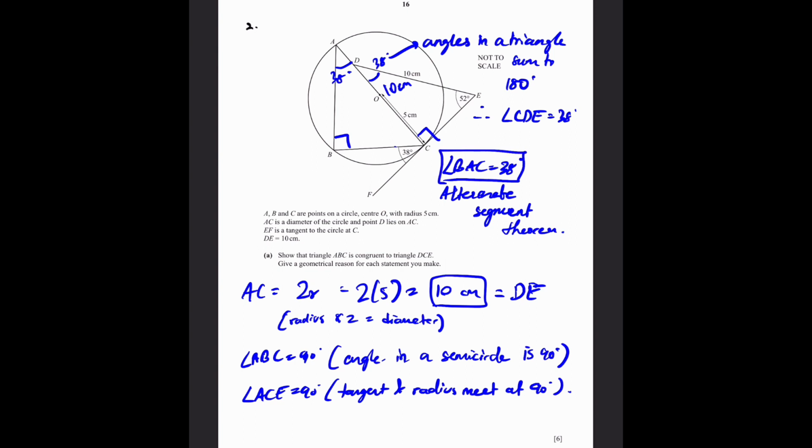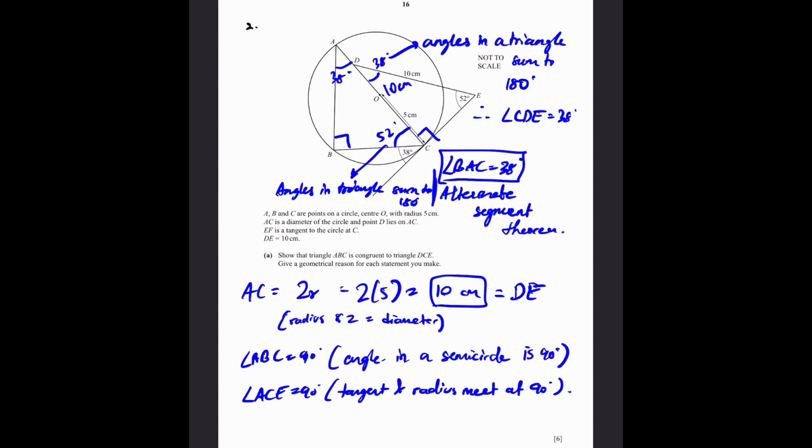And of course, we have one more piece of information here, that this is 52 degrees, since, once again, angles in a triangle sum to 180 degrees, of course. Or we can also write that because tangent and radius meet at 90 degrees, and this is 38, so this is 90 minus 38, which is 52. Both are correct. We have to write at least one reason though.